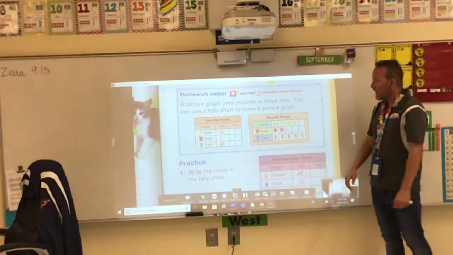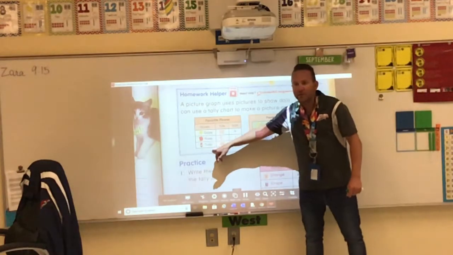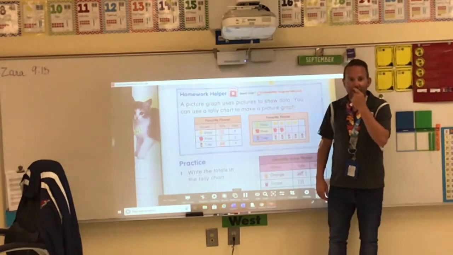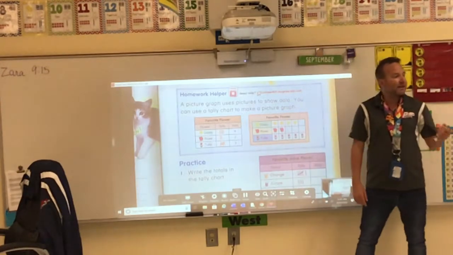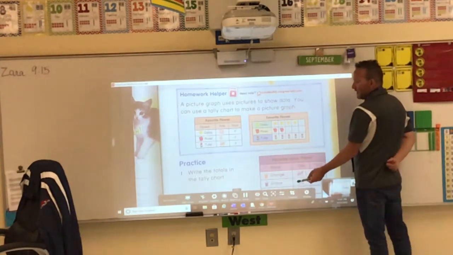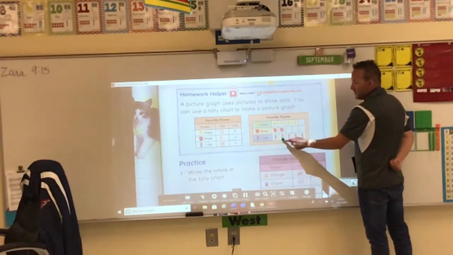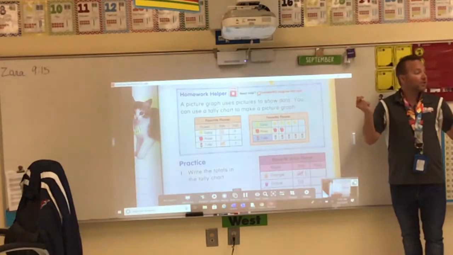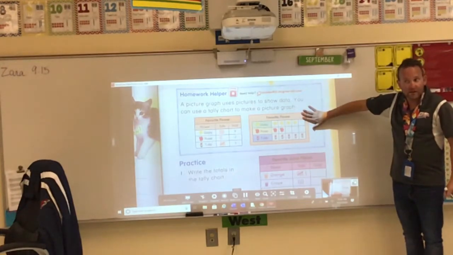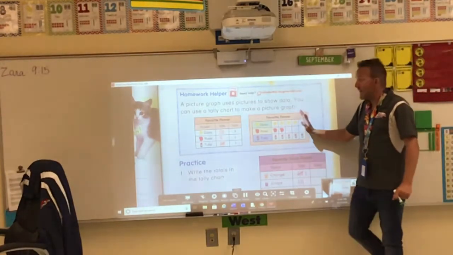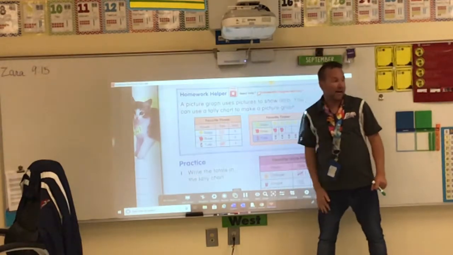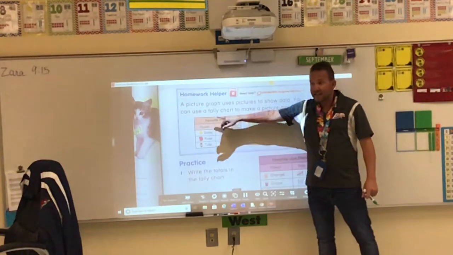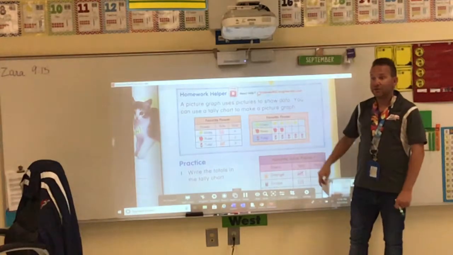Got it. Okay, now I see that there are 5 people that chose tulip as their favorite flower, right? So I need to count and make sure I have 5 tulips. Let's count them together. Here we go. 1, 2, 3, 4, 5. 5 tulips. So this picture graph is the exact same data as our tally graph, okay? So we use this tally graph to make the picture graph, right?